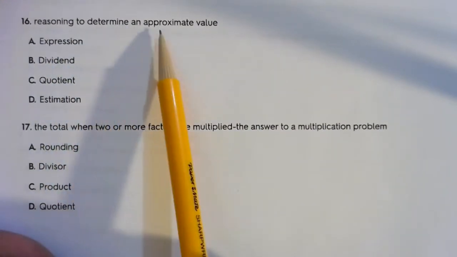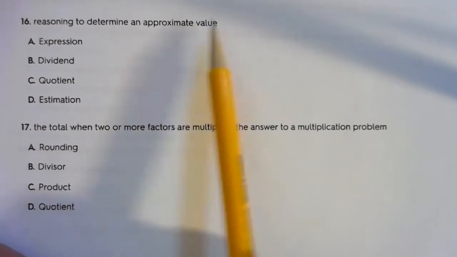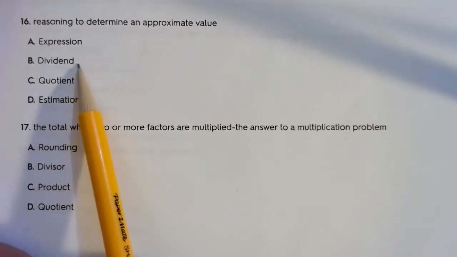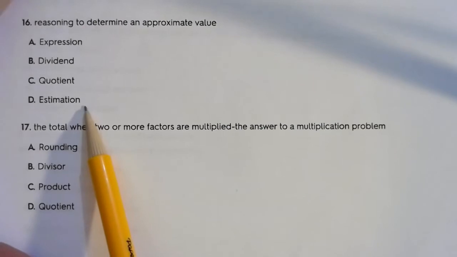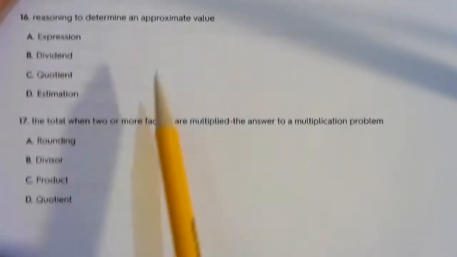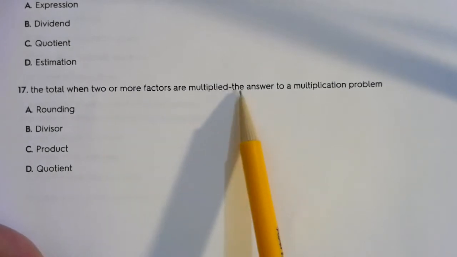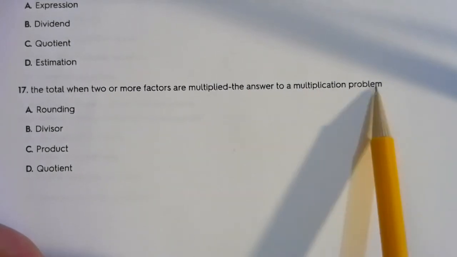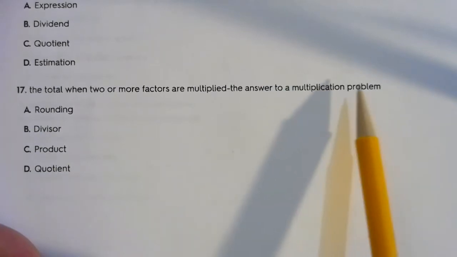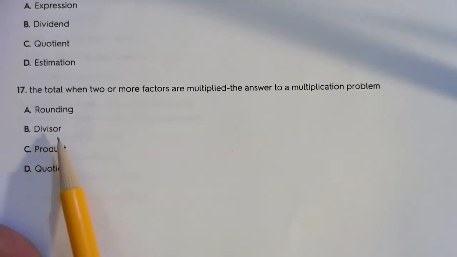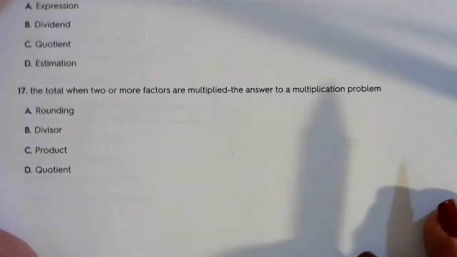Reasoning to determine an approximate value. Expression, dividend, quotient, estimation. Approximate value. The total when 2 or more factors are multiplied. The answer to a multiplication problem. Rounding, divisor, product, quotient. When you are done with this, please turn it into the box.